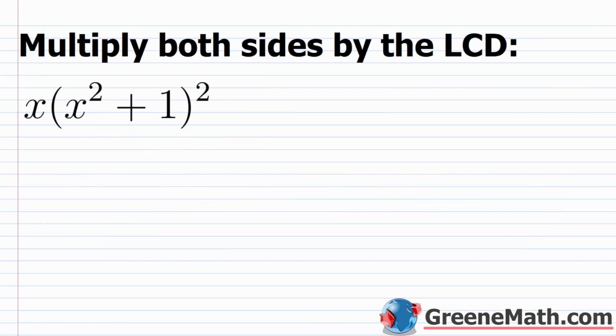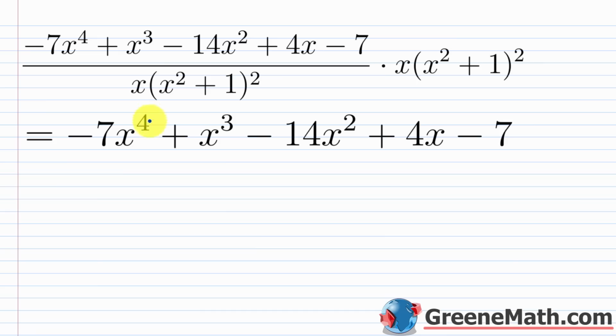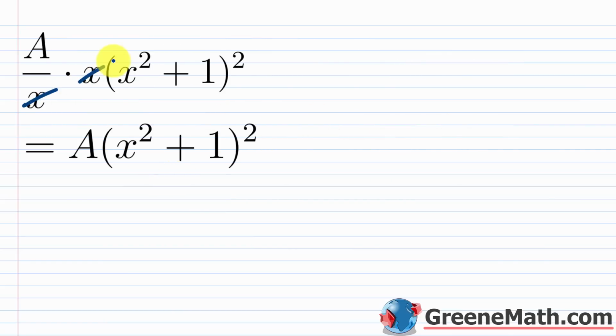Now we're going to multiply both sides by the LCD. So x times the quantity x squared plus 1 squared. And so again, we cannot fit this on the screen. So I'm just going to break it up and then I'll reassemble it. This is going to cancel with this. And so you get your numerator, negative 7x to the 4th power plus x cubed minus 14x squared plus 4x minus 7. Then coming down here, this is going to cancel with this. You're going to get A times the quantity x squared plus 1 squared.